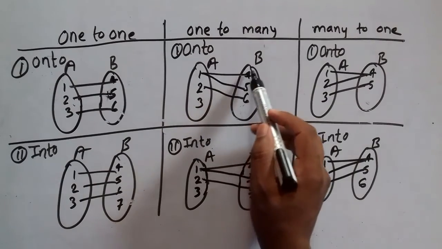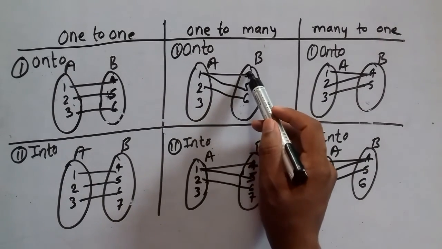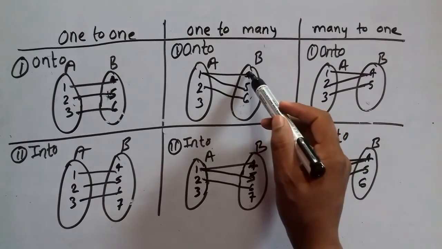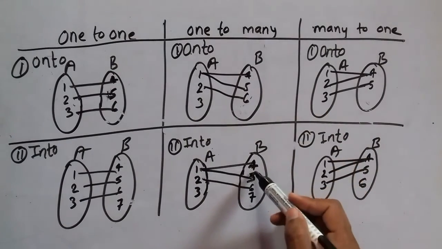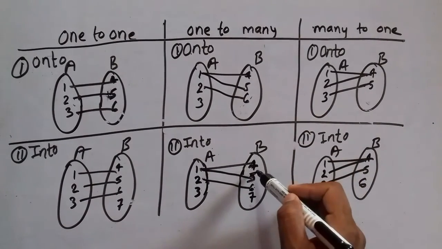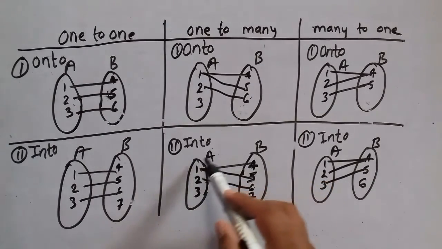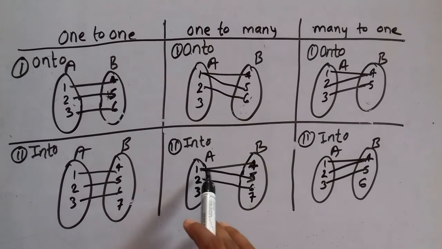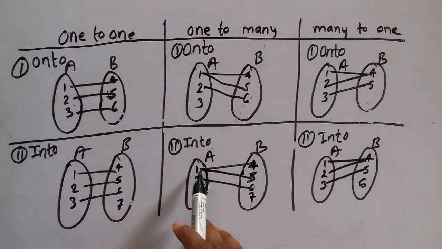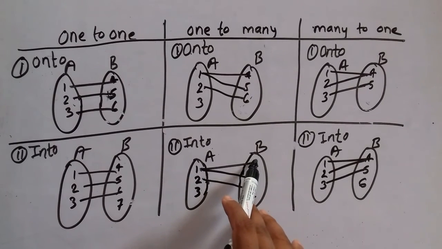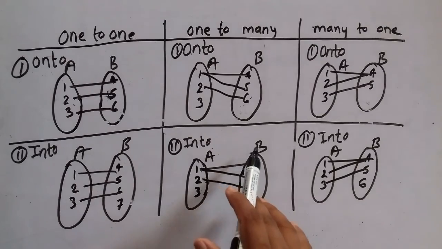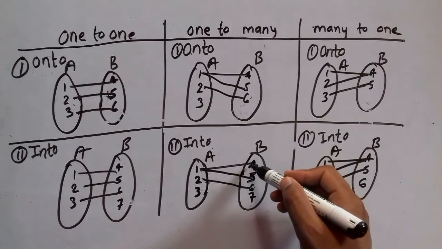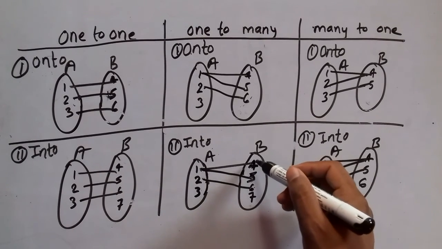Here at least one element has more than one relation, or more than one image, in set B. Here 4, 5, 6 are elements of the range and also of the codomain, but here the range is a subset of the codomain. So this type of relation from set A to B, in which at least one element of set A has a relation with more than one element in set B, and the range is a subset of the codomain.